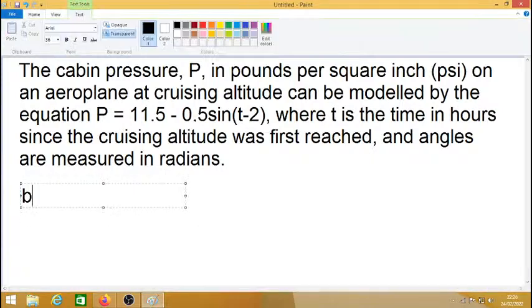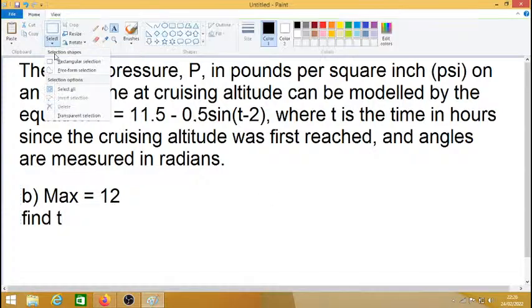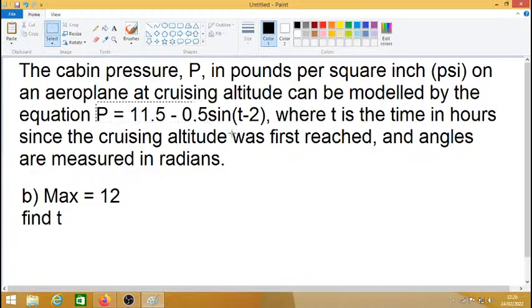Okay, next part is, can we work out, given that the maximum pressure that we worked out in part A is 12, can we find T? When does that maximum pressure occur? So here we're just going to do a bit of substitution and then solve it. So here, let's take the equation. Now we know what P is. They're asking us to find out the T when the pressure is 12, when the pressure is at maximum. So let's swap the P for 12.